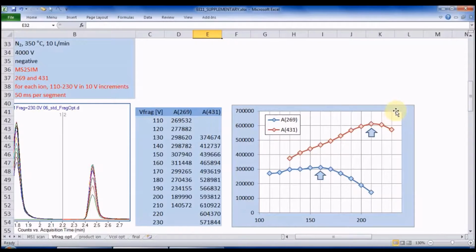So the optimum for our analytes, estimated from the curves, is about 160 volts for aglycone and about 210 volts for glucoside.